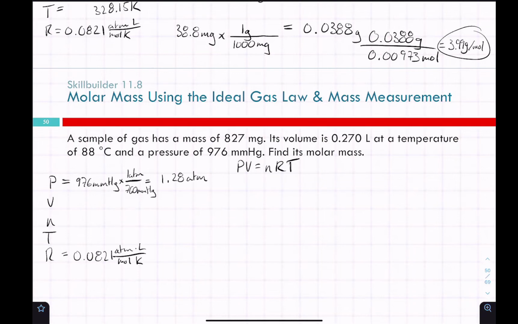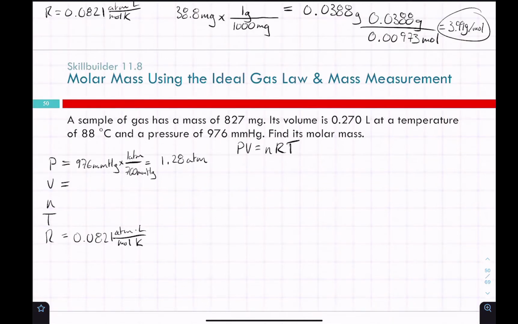What is R again? It's the 0.0821, but what does it stand for again? It's the ideal gas law constant. So R is just a constant. It represents the relationship between all 4 of those variables: atmospheres, liters, moles, and Kelvin.